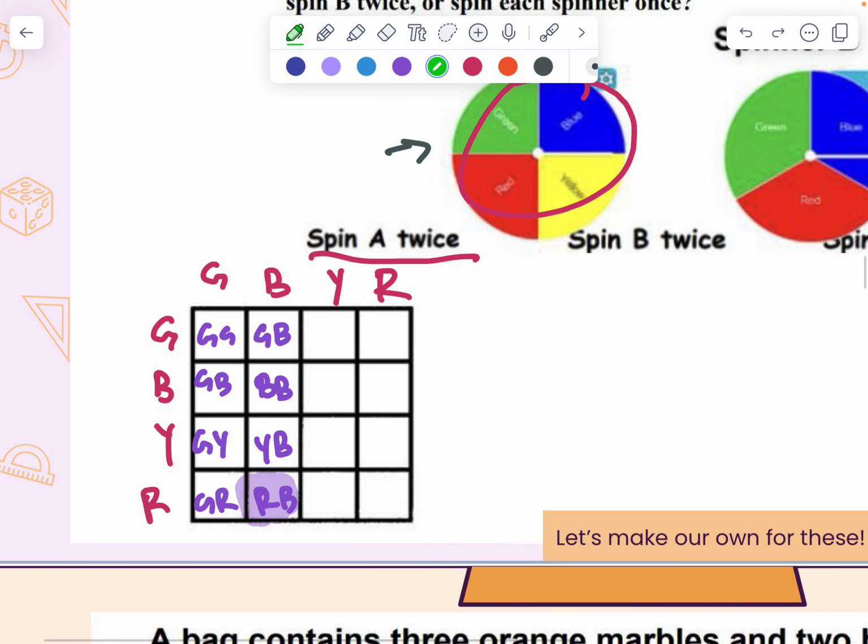This one would be another green, yellow. This one would be blue and yellow. This would be double yellow. And this would be red and yellow, so no purple squares there. And then last but not least, green and red. Blue and red, there's another purple square. Yellow and red, and double red.